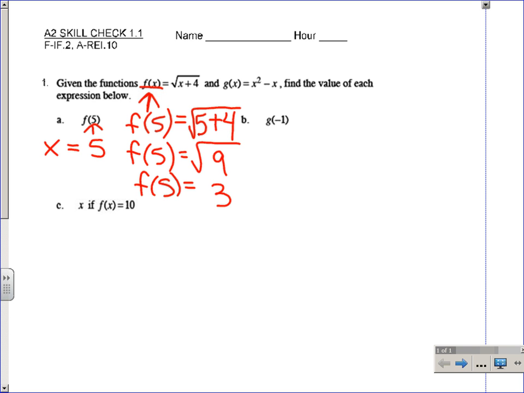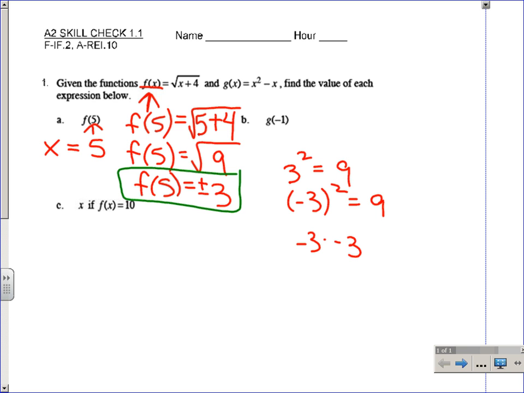If you want to take this to the next level in math, square rooting a number always comes out plus or minus, because I know 3 squared is 9, but I also know that negative 3 squared is 9, because when I say negative 3 squared, I'm really doing negative 3 times negative 3. So I just found that f of 5 equals plus or minus 3.